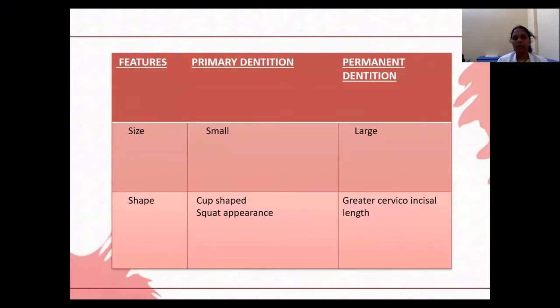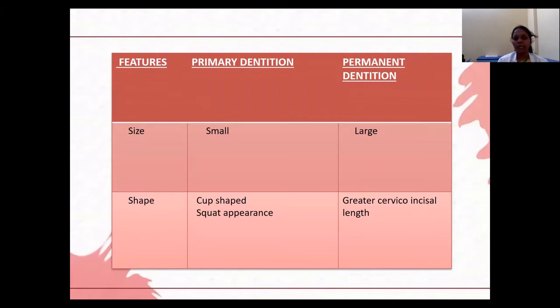Next, moving on to the size-wise difference between the primary and permanent teeth. As I already showed in the picture, the crown of the primary tooth is very small when compared to the permanent. So automatically the crown size of permanent teeth will be much bigger when compared to primary dentition. And as I told, the cervico-incisal length of the permanent dentition will be much more when compared to the primary dentition.